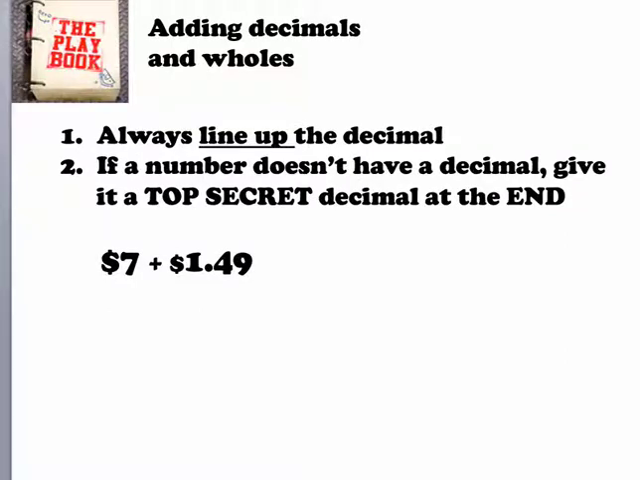Here are two rules you need to follow in order to add these numbers up. The first, always line up the decimal. If you look, you have $7 here and $1.49 here. I see the decimal in $1.49. It's right there. But what about the decimal in 7?